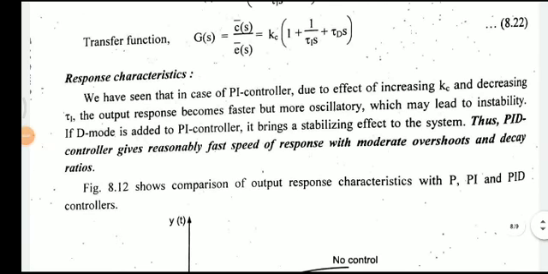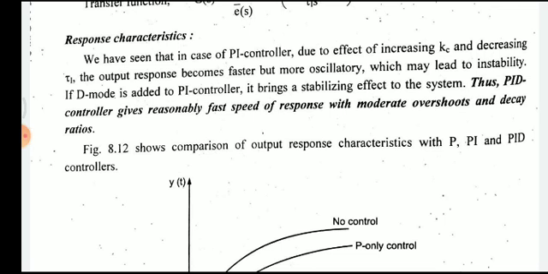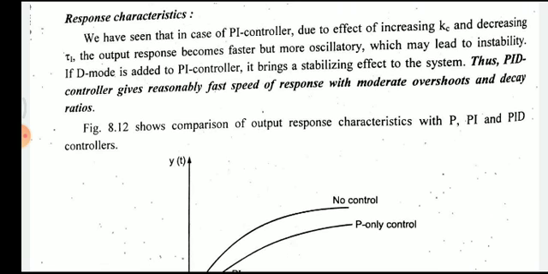Response characteristic. We have seen that in the case of PI controller, due to the effect of increasing Kc and decreasing tau1, the output response becomes faster but more oscillatory, which may lead to instability. If D mode is added to the PI controller, it brings a stabilizing effect on the system. So the PID controller gives a reasonably fast speed of response with moderate overshoot and decay ratio.